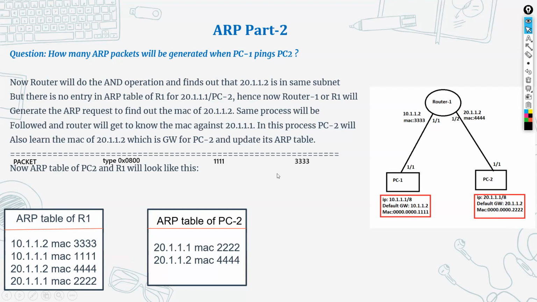So during this process, you can see now that the ARP table of router 1 knows about the PC1 MAC and PC2 MAC also. And the ARP table of PC2 will look like this. It knows about its own IP and also the gateway MAC address. You can see 4444 because router 1 sent the ARP request. So PC2 saved this particular information, right?